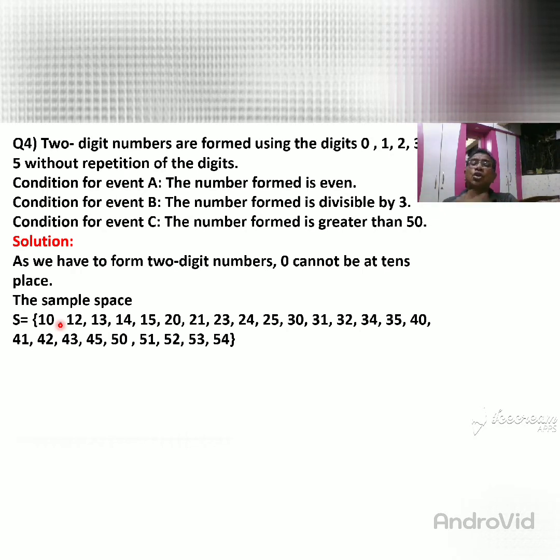55 is wrong, because there is also repetition of 5. The only possibility where you may make a mistake is up to 55. So I am explaining that you don't write 11. Why? Because there is repetition of 1. You don't write 22, because there is repetition of 2. You don't write 33, because there is repetition of 3. You don't write 44, because there is repetition of 4. You don't write 55, because there is repetition of 5.